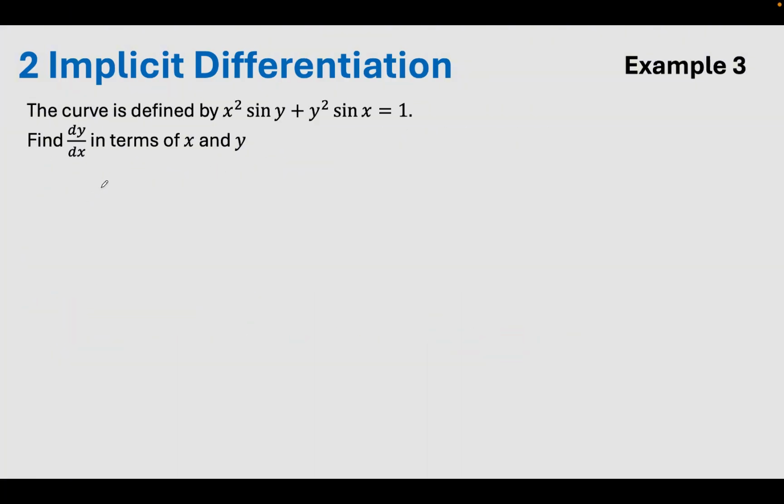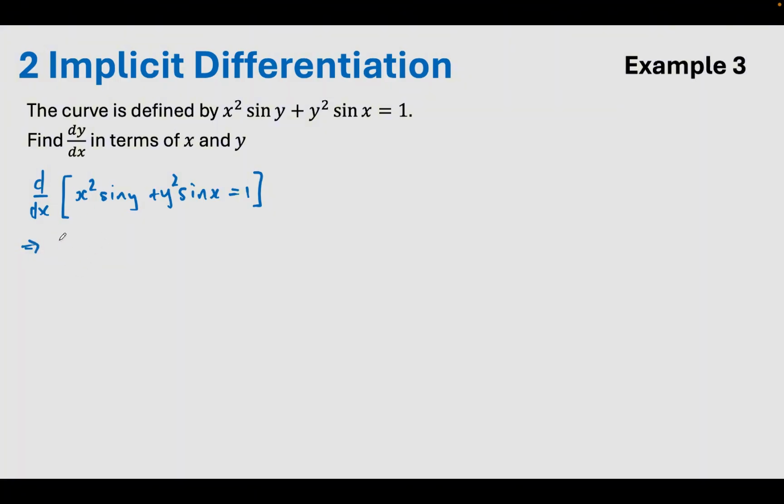Okay, so let's take a look at example 3. So I have another function. So the first thing I'm going to do is just rewrite this in a bracket where I can apply my operator to it. Now this one has some trig and it's going to make use of the product rule. So we just need to be a little bit careful.